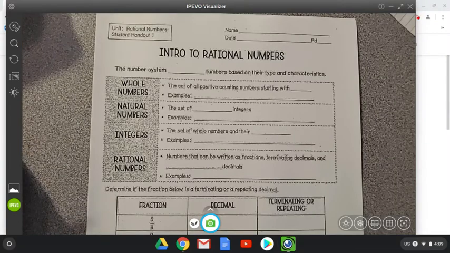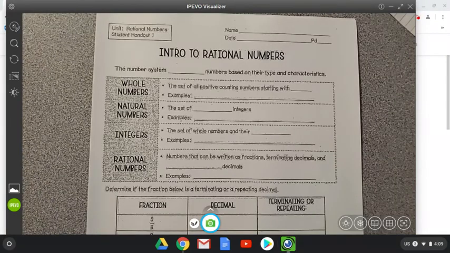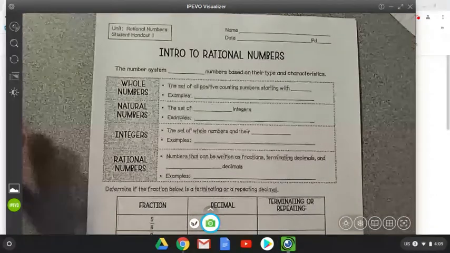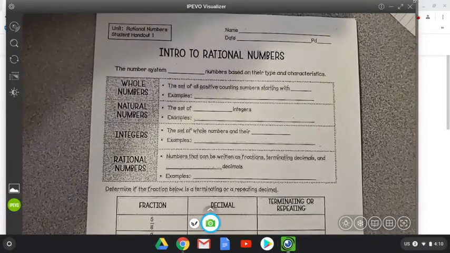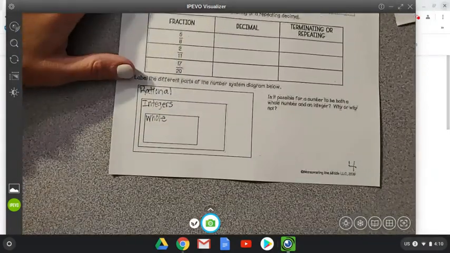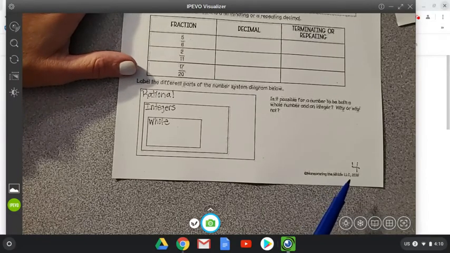I am doing the lesson for today on Introduction to Rational Numbers. I want to first make sure that you guys get to the right page and that you're ready to take notes. So make sure you go to page 4 in your handout.